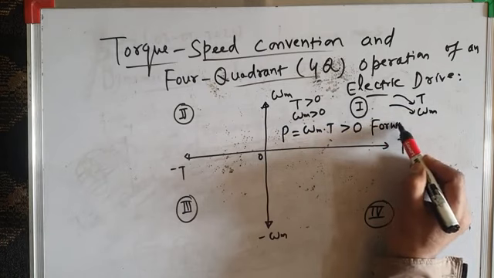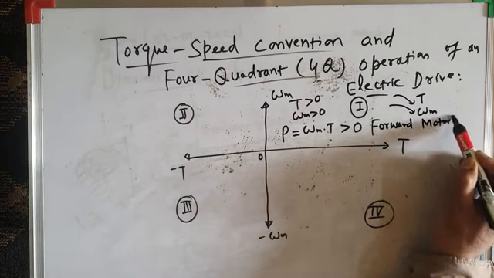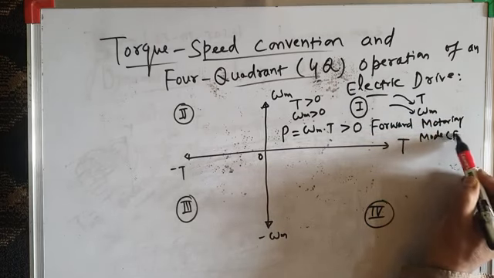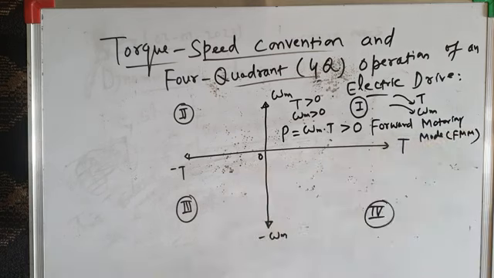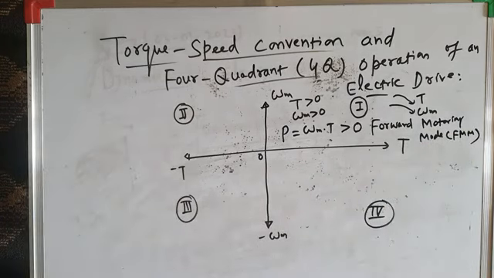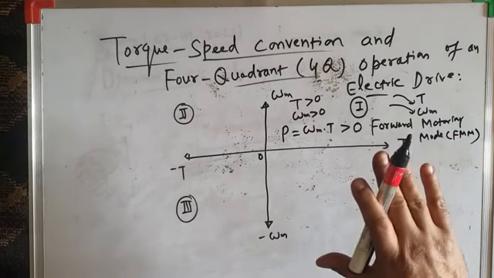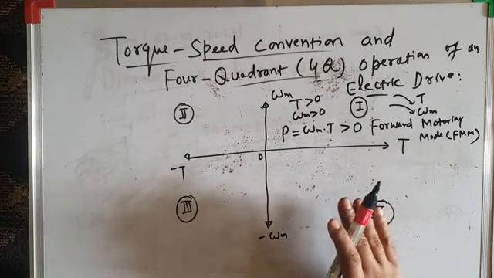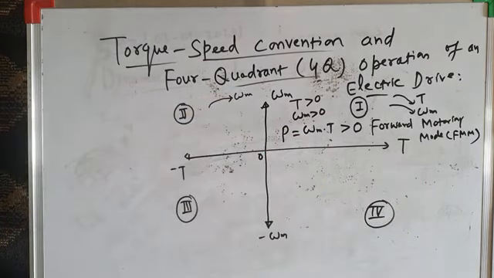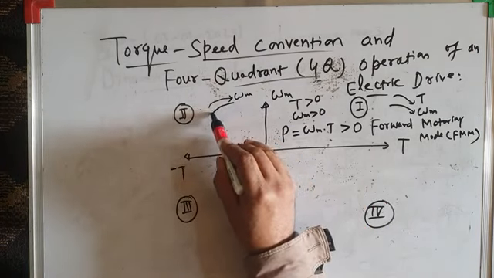I will write here forward motoring mode. FMM means forward motoring mode. So our motor and the drive is running in the forward motoring mode. Okay. Now if you want to brake the motor, you want to brake the drive, you want to stop it. Speed is still in the same direction. It is in the clockwise direction. But you want to apply a braking torque. You want to slow it down. You want to stop it.